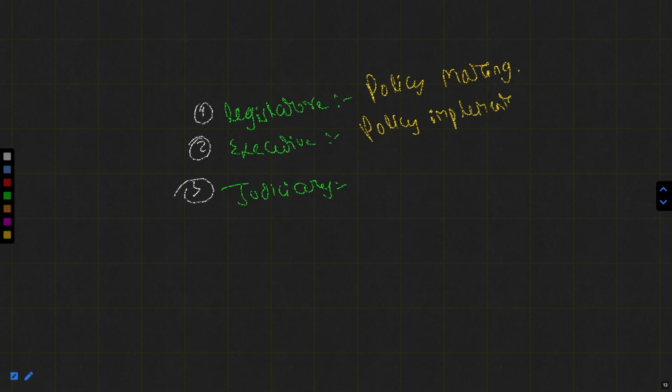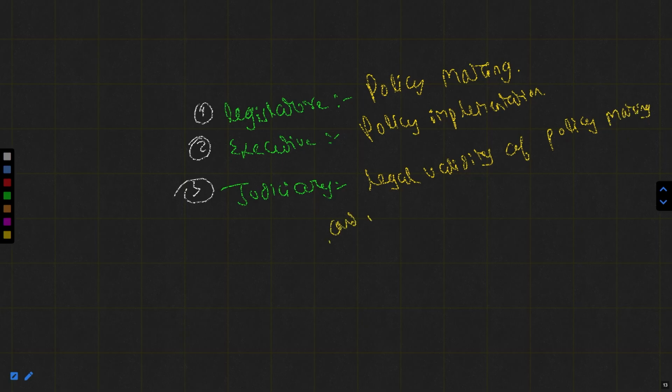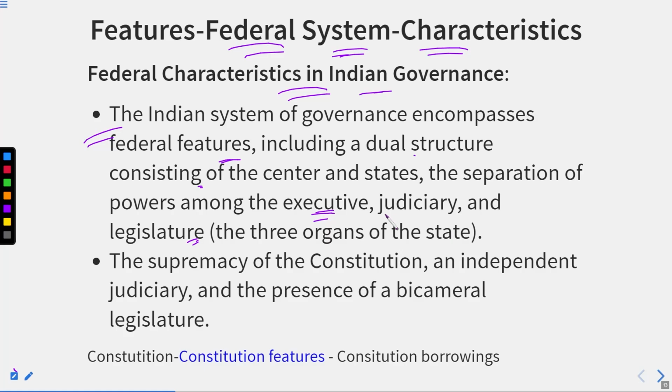The executive is basically responsible for policy implementation. Okay, the judiciary is basically responsible for the legal validity of policy making and its implementation. Okay, so the legislature is basically the maker of policy. The executive is basically the implementer of policy. The judiciary is basically to check the legal validity of policy making and its implementation. All right, so this is the power separation.